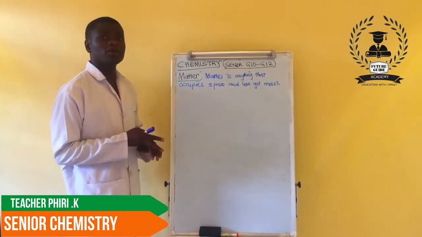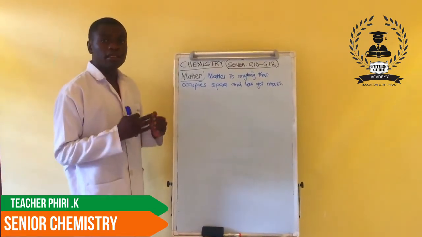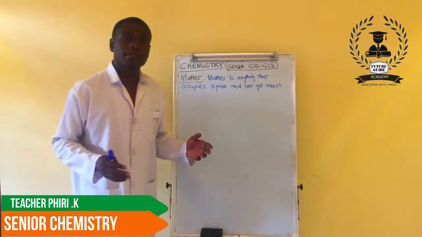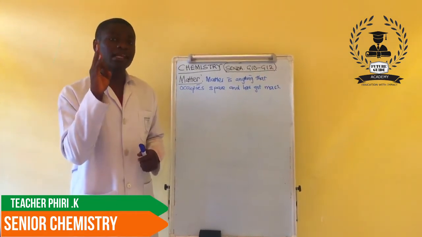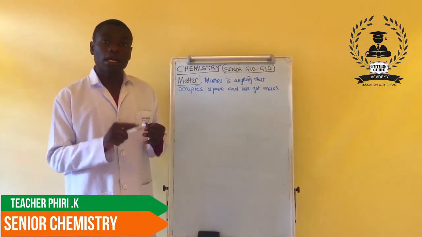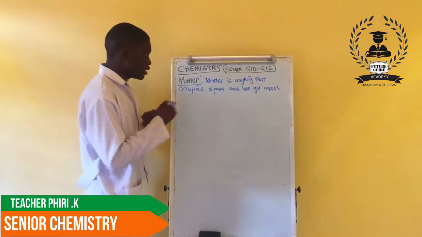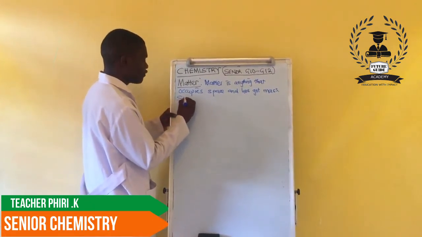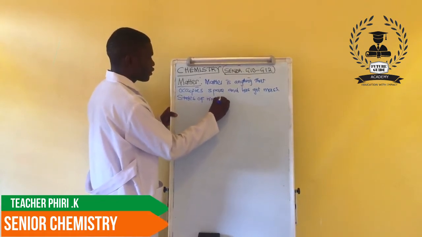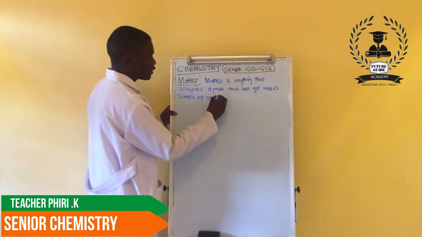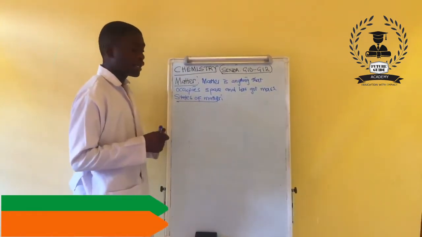Now the other thing that you're supposed to know is that matter exists in three ways, three states of matter. Different substances that we see which occupy space and have got mass, they exist in three states, which is solid, gas, as well as a liquid. Those are the three states of matter. So we write that one. We are saying states of matter.